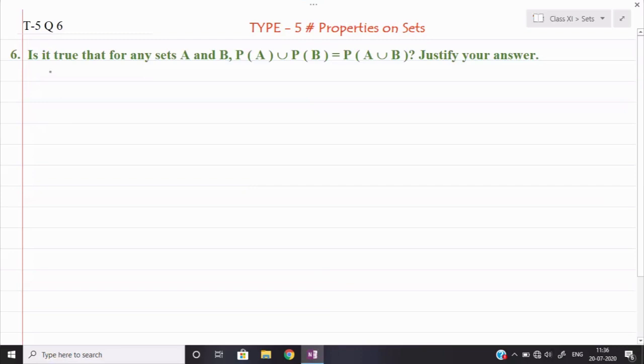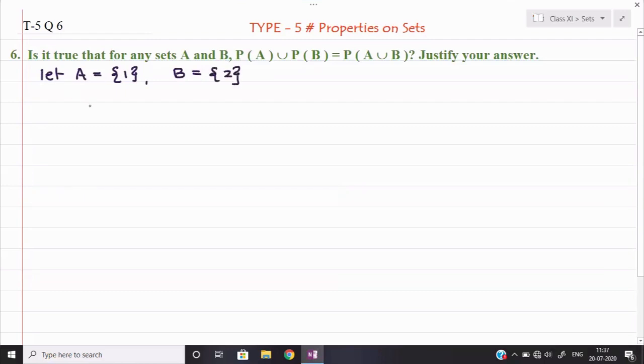In this question, first I am taking the example of set A. Let A be equal to {1} and B is equal to {2}. It is not required to take a common element between A and B.